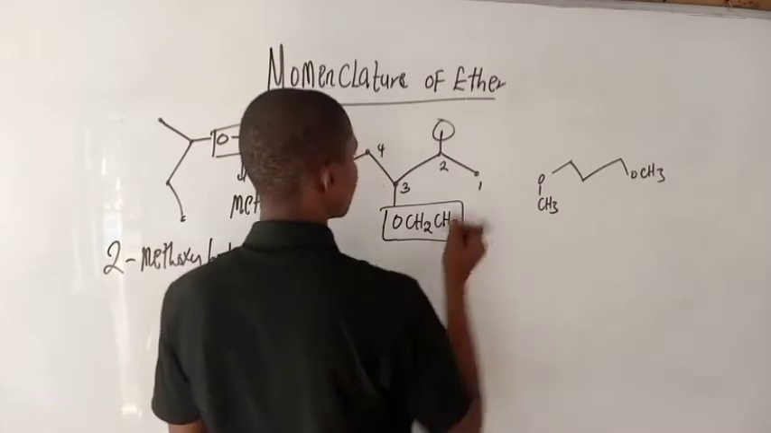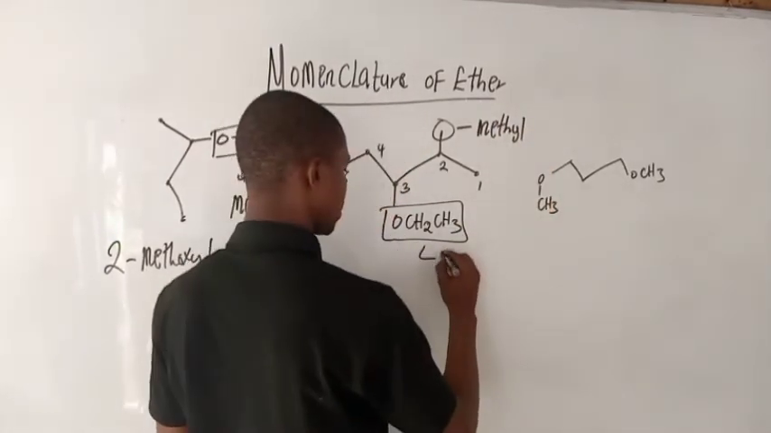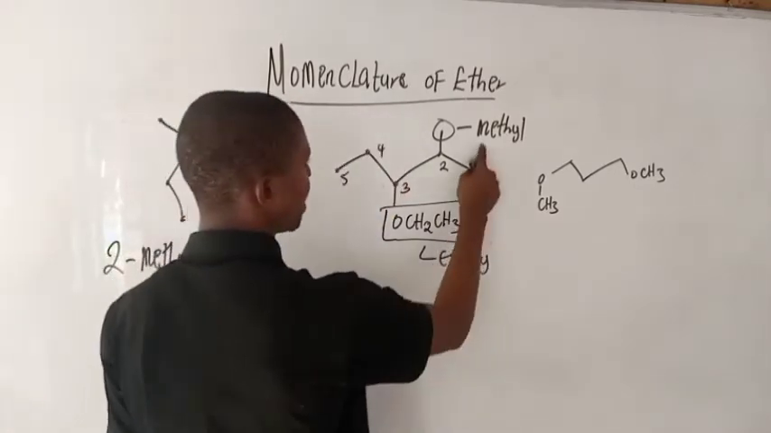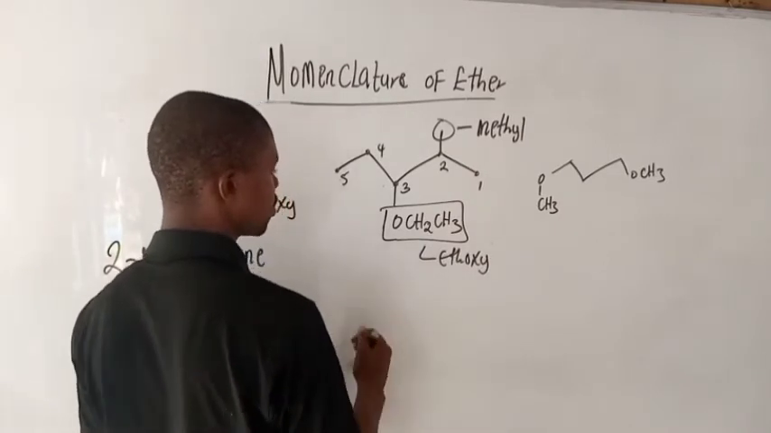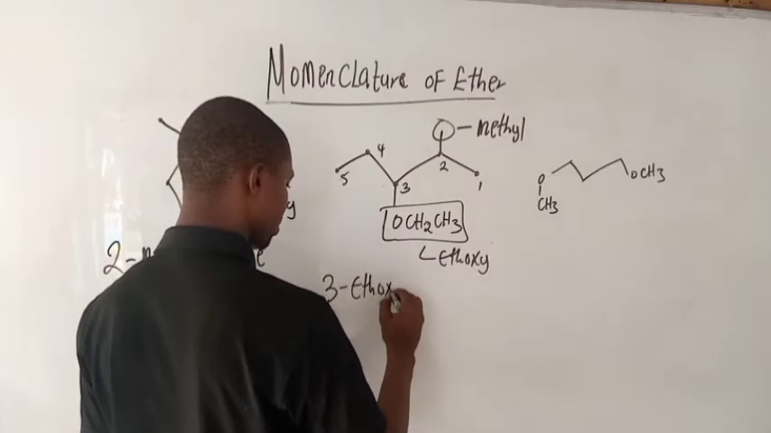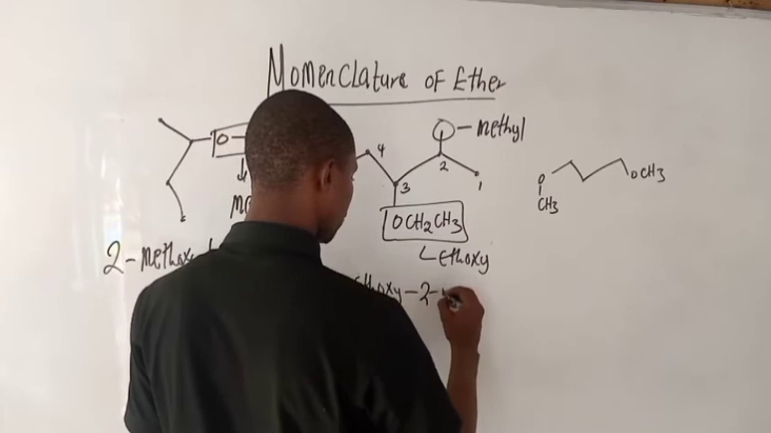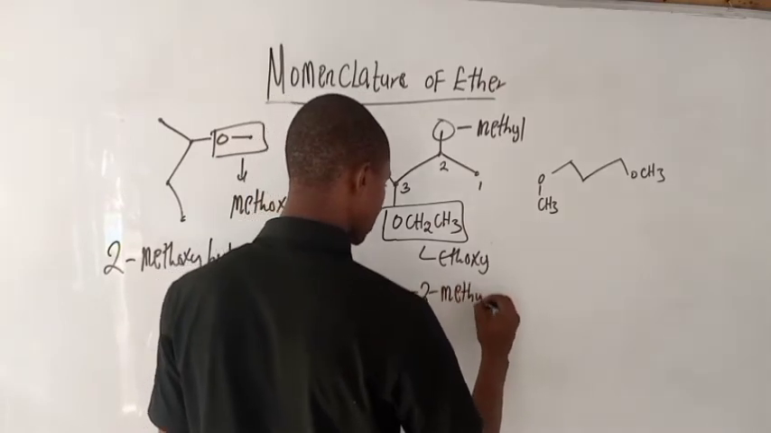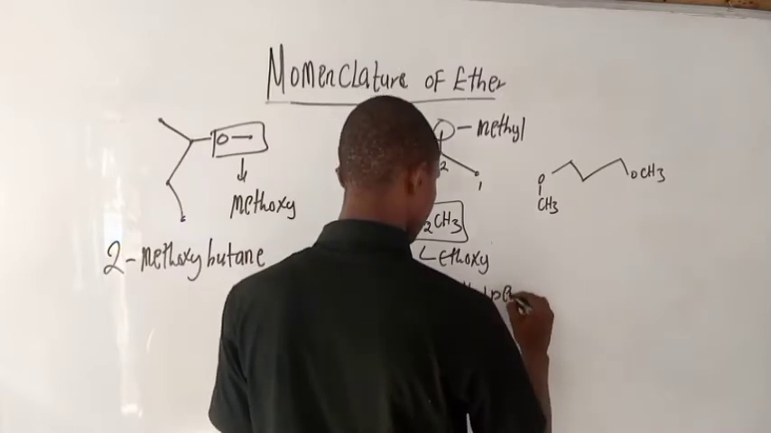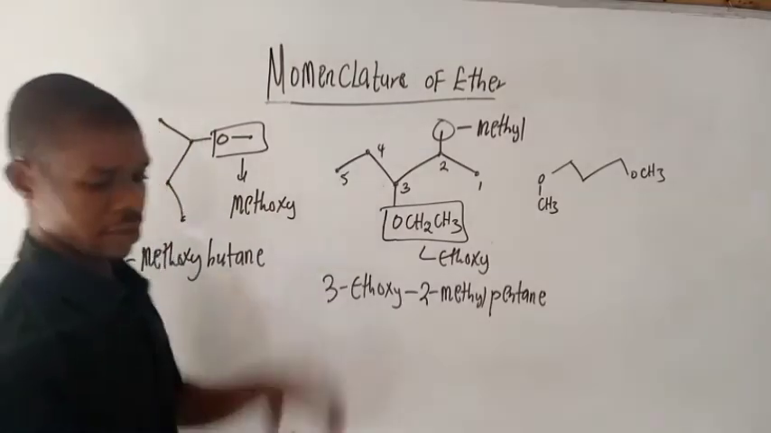So here we have methyl, and here we have methyl. E will come before M in alphabetical order, right? So now we go to 3-methyl, then 2-methyl, and here we have pentane. So that is the name.